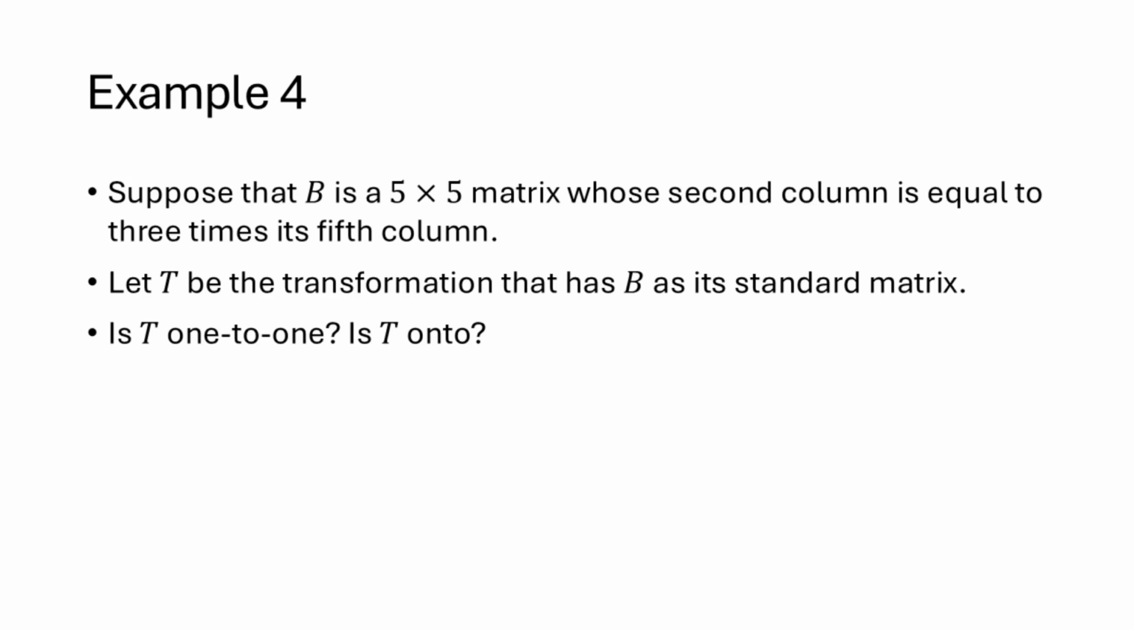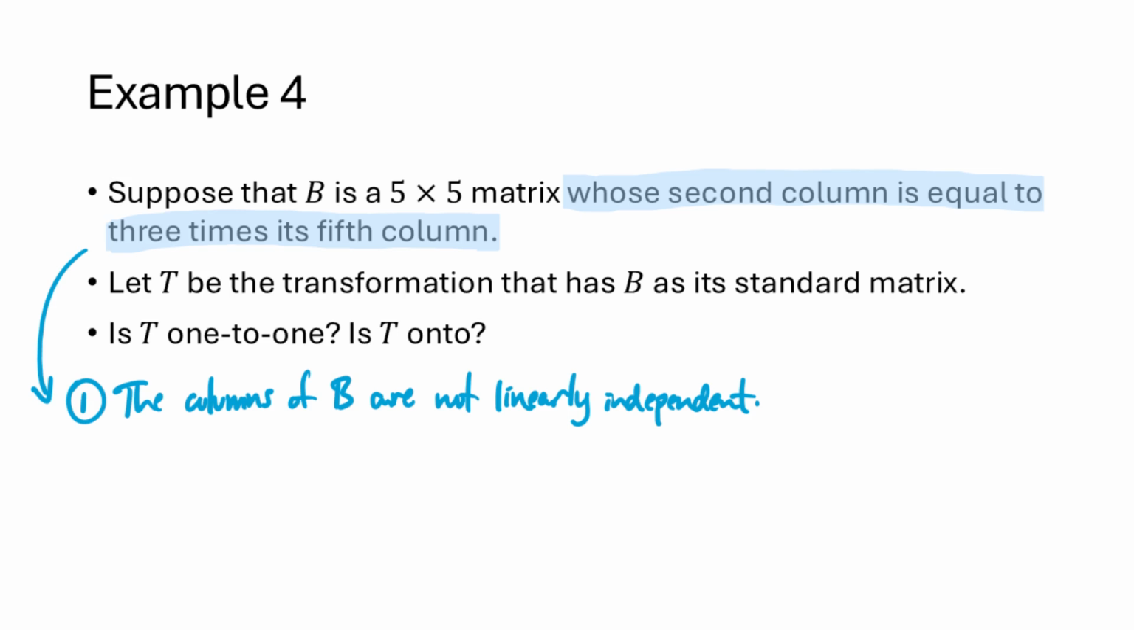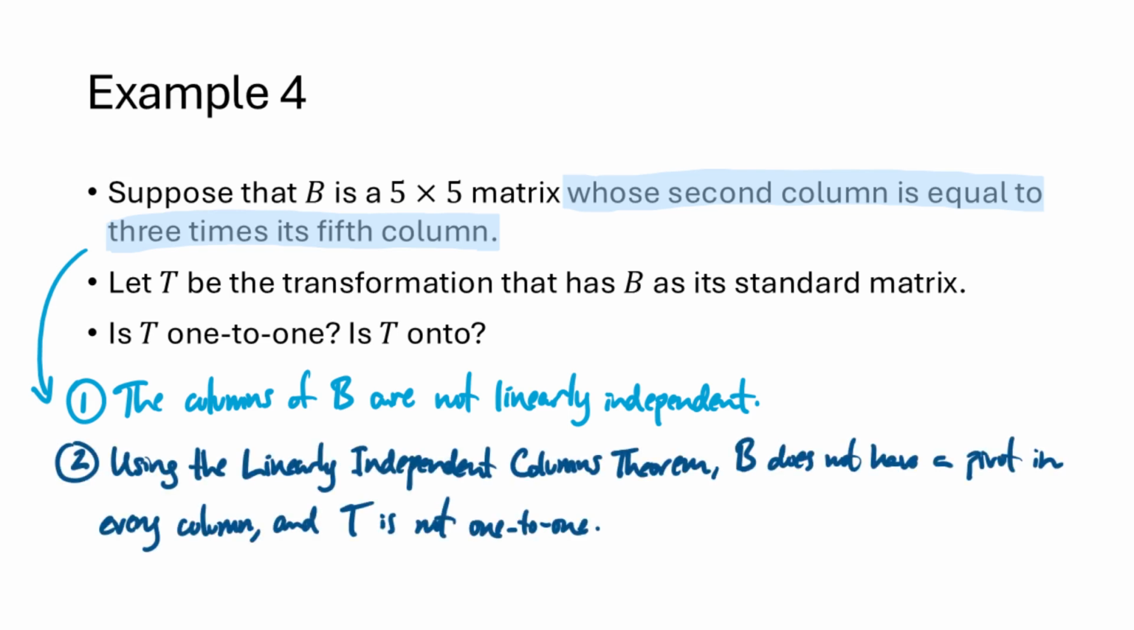So how do we connect this to the ideas that we've been talking about earlier in this lecture? We'll focus on the information that we have. We're told that the second column is equal to 3 times the fifth column. What you hopefully know from our earlier lectures is that this means that the columns of our matrix are not linearly independent. One of our columns is equal to a scalar multiple of one of our other columns. That means that the columns do not form a linearly independent set. And from the linearly independent columns theorem, since our columns are not linearly independent, the transformation T(x) = Bx is not one-to-one.